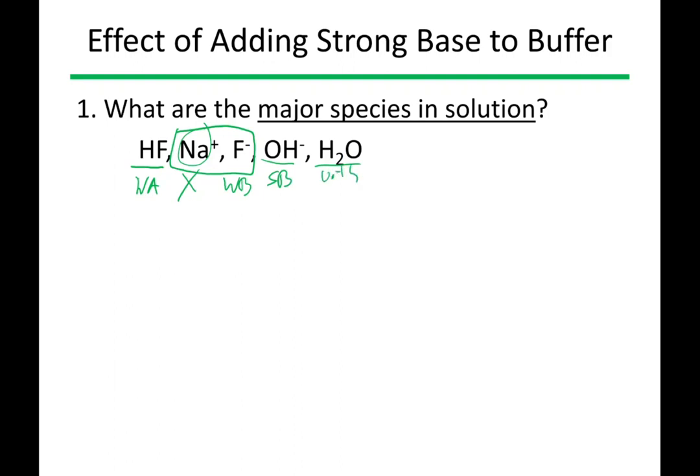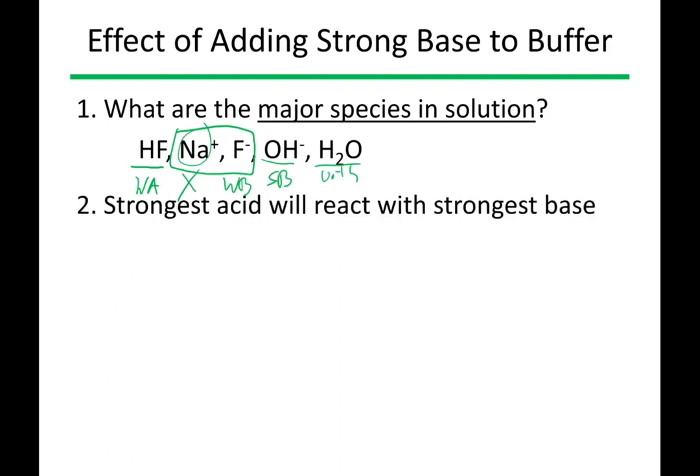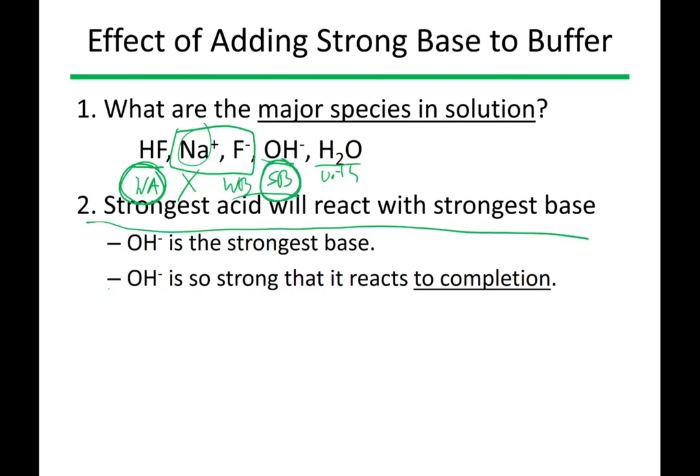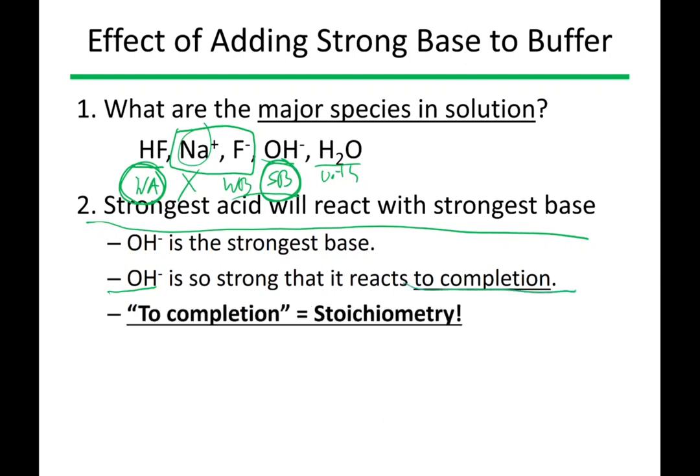Once you have the major species, we are always going to react the strongest acid with the strongest base. So in this case, there's our strongest acid. We have two choices for bases, and we have a strong base, so that'll be our strongest base. If we're reacting with a strong acid or a strong base, it's always going to react to completion, meaning a one-headed arrow. This is going to be a stoichiometry problem. So we have our weak acid plus our strong base. We're going to get the conjugate base plus water, and we're going to do that until we use up one of those two species.